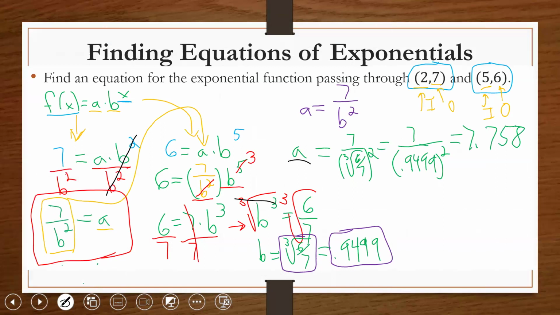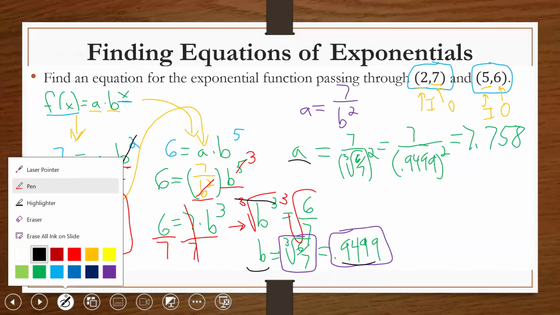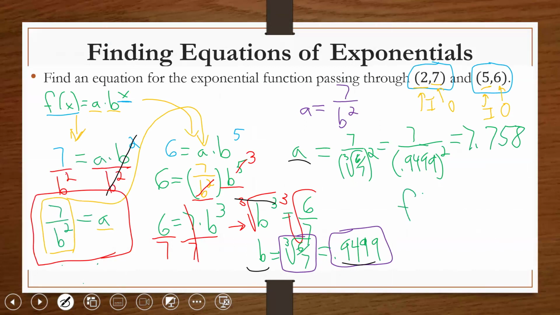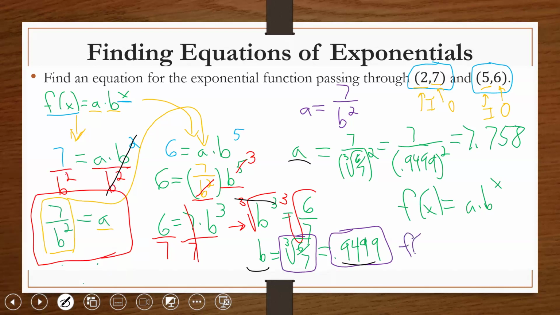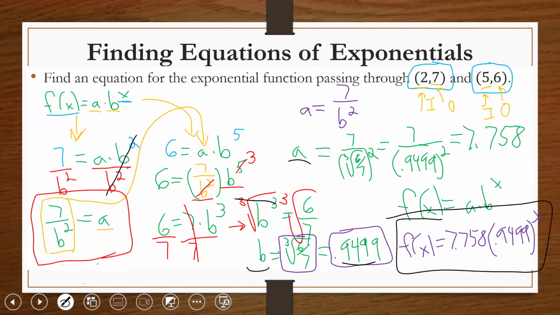So now we have the value for a, we also have the value for b. So now we can write our equation. Go back to that form, f of x equals a times b to the x. We just substitute the values we found for a and b. So you have f of x equals the value for a, which is 7.758, times the value for b, which is 0.9499, all raised to the xth power. And that would be our equation.